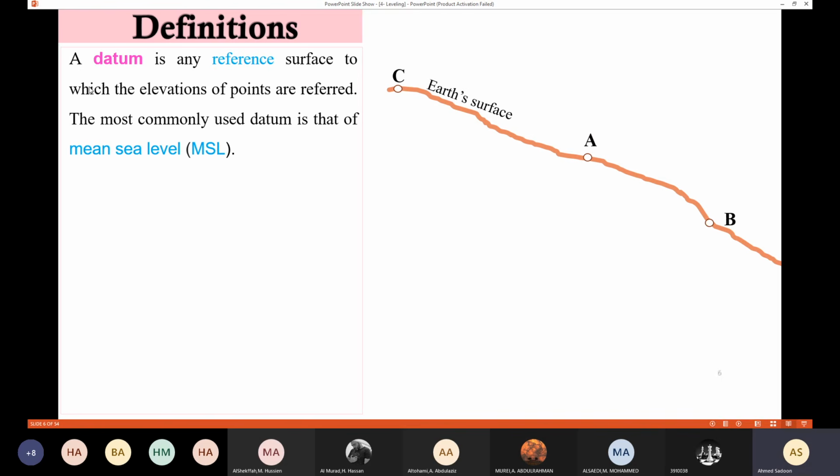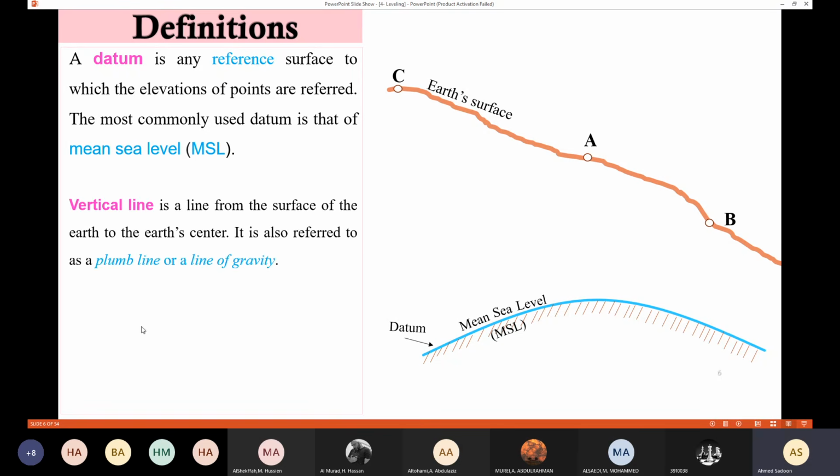First, we have the definition of the datum. Datum is any reference surface to which the elevations of points are referred. So, for instance, if you are going to determine the elevation of point A, then I need to have a reference for that. We call this datum. And the most commonly used datum is the mean sea level, MSL. Here is the most used datum. So datum is a reference to your measurement.